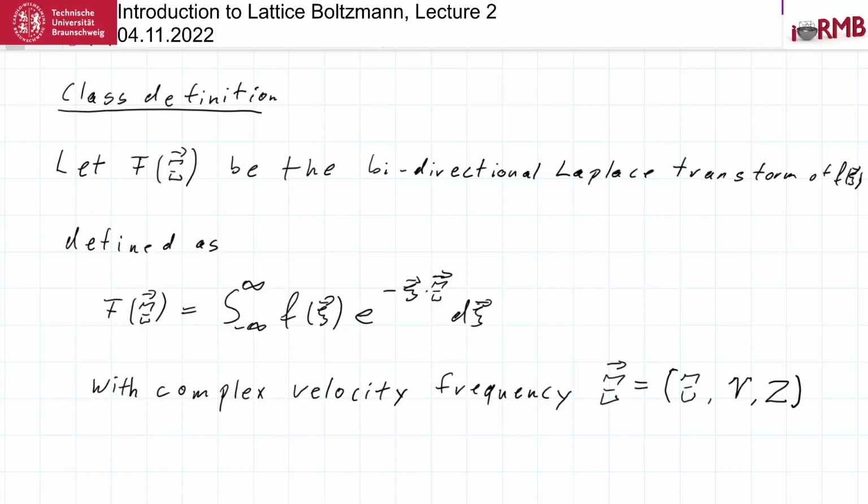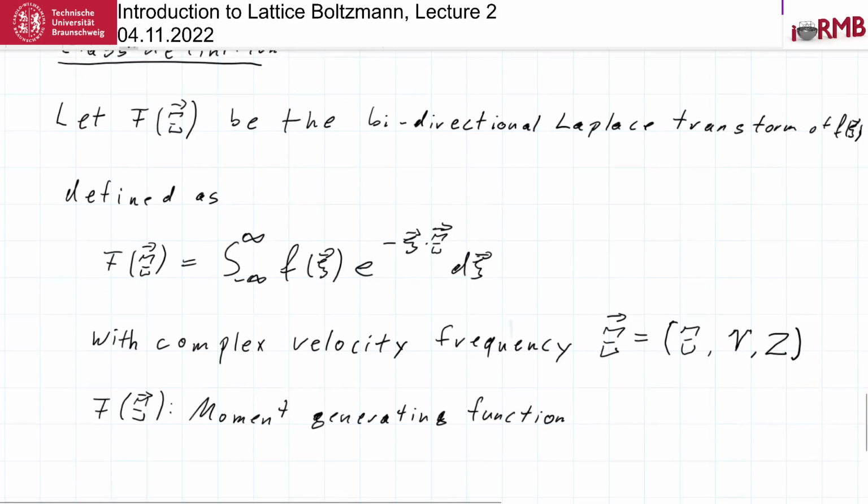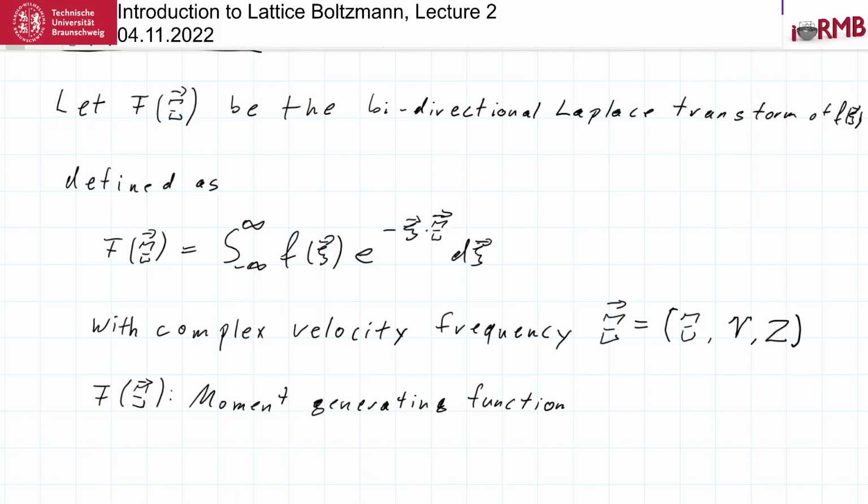So from this Laplace transform, we can derive all our moments, and this is why it is called the moment generating function. By the way, you can apply everything here not only to kinetic theory, but to distributions in general. Okay, so moment generating function, how does this work? We define a moment with indices A, B, C.